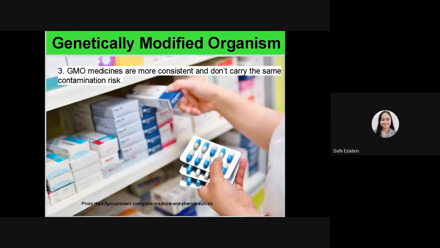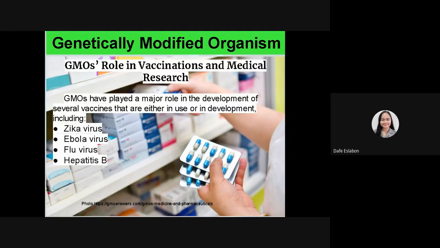Third is that GMO medicines are more consistent and don't carry the same contamination risk. For example, the role of GMO in vaccination and medical research is that GMO has played a major role in the development of several vaccines that are either in use or in development. For example, in developing a treatment or vaccines for Zika virus, Ebola virus, flu virus, hepatitis B, and even the COVID-19 virus today.